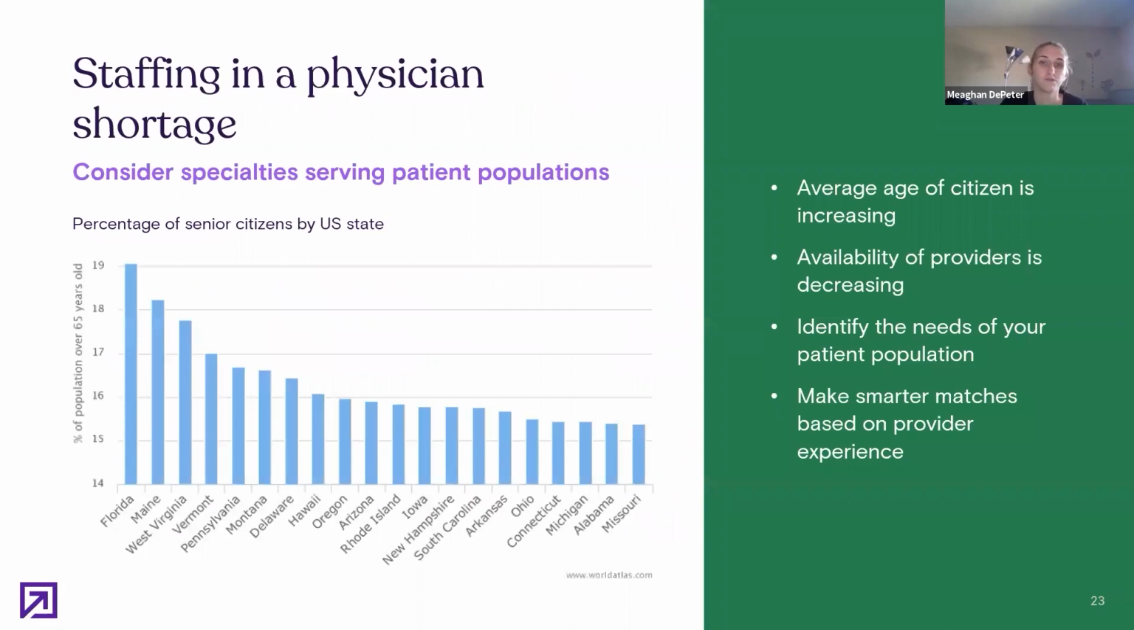Now that we walked through some challenges and also some ways to use claims for staffing, there's more we want to consider. Let's recap. The average age of citizens is increasing. The availability of providers is decreasing. This means you must identify the needs of your patient population and make smarter matches based on provider experience. So how can Definitive help?